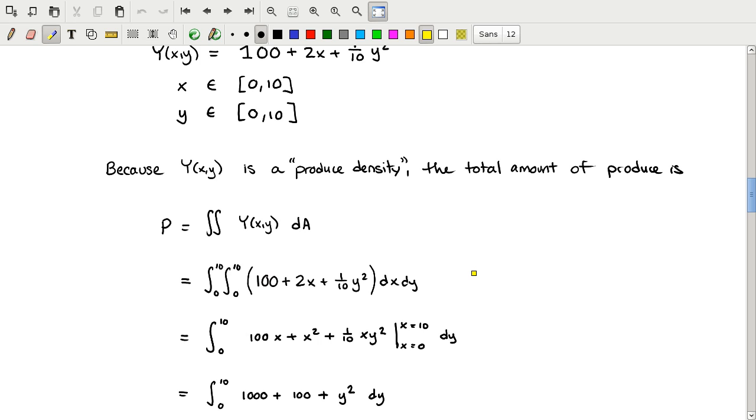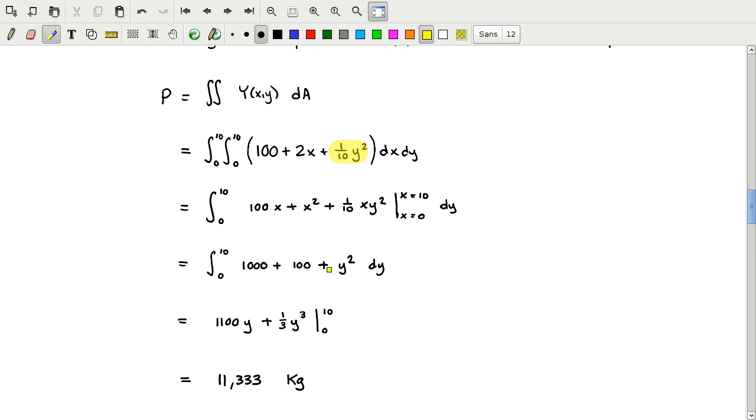Now we just perform iterated integration. We'll integrate first in x. The 100 becomes 100x, 2x becomes x squared, and 1/10 y squared is like a constant. When we integrate a constant, we get a constant times x, so 1/10 x y squared, evaluated at x equals 10 and x equals 0. We get no contributions at 0, and so we plug in x equals 10 to get another integrand. We now integrate this in y to get 1100y plus 1/3 y cubed. Again, there's no contribution from y equals 0. We plug in y equals 10, and that gives us 11,333 total kilograms.